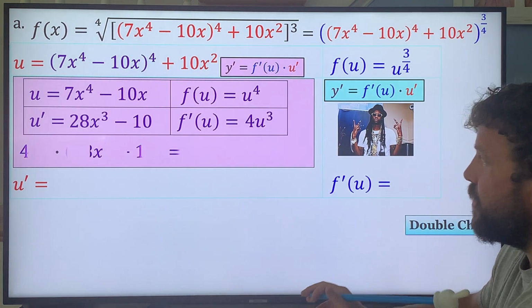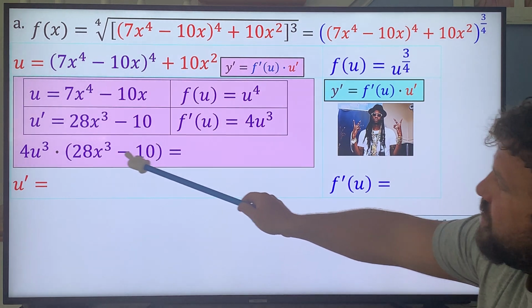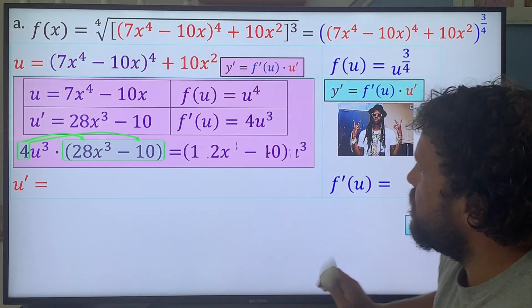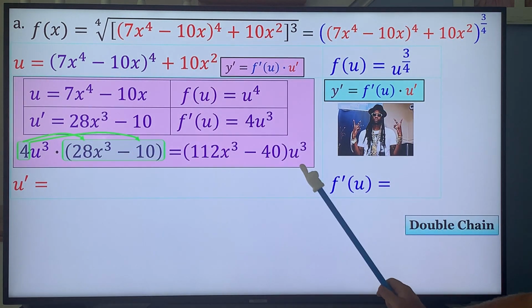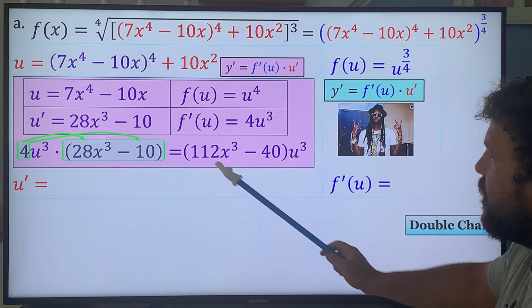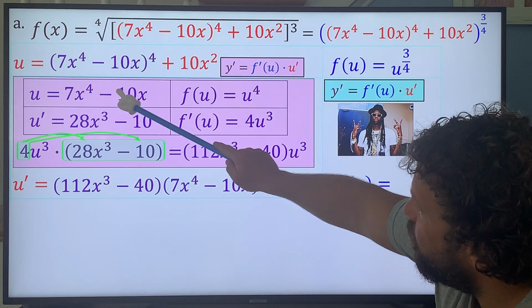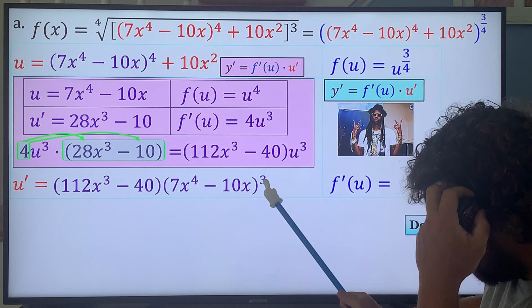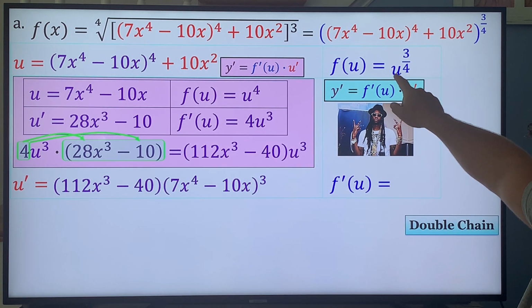Multiply these two together. 4u to the 3rd times 28x cubed minus 10. You're going to take the 4 and distribute it to both of these. 4 times 28 is 112x cubed. 4 times negative 10 is minus 40, and that's all times u to the 3rd power. So your final answer is 112x to the 3rd minus 40, 7x to the 4th minus 10, all to the 3rd power.